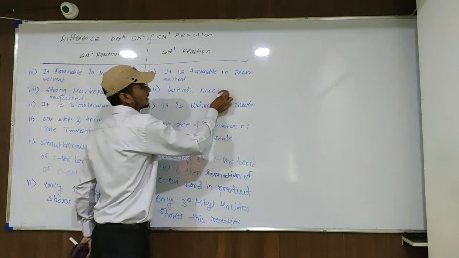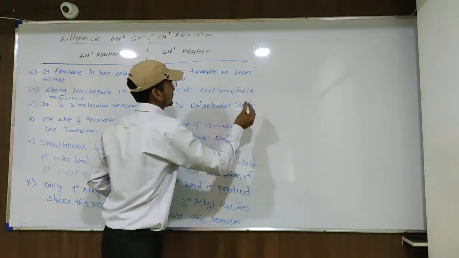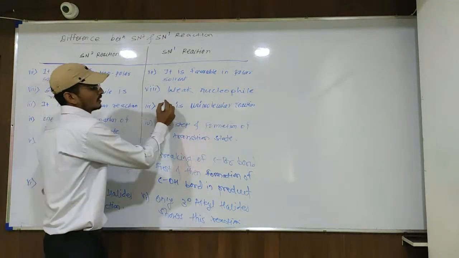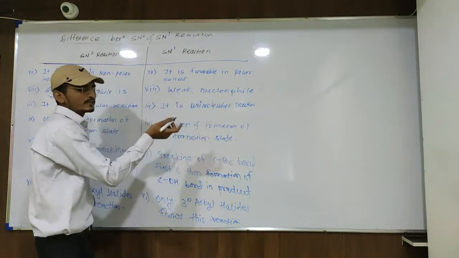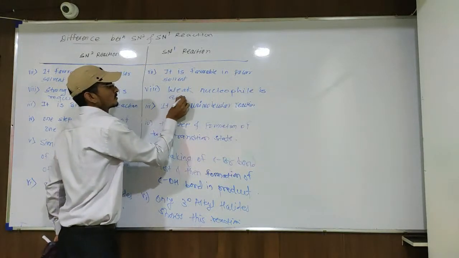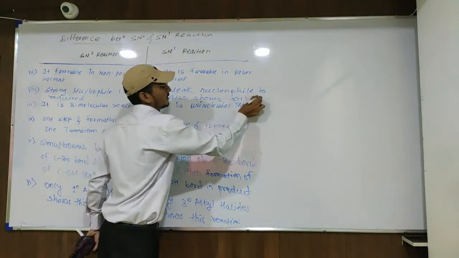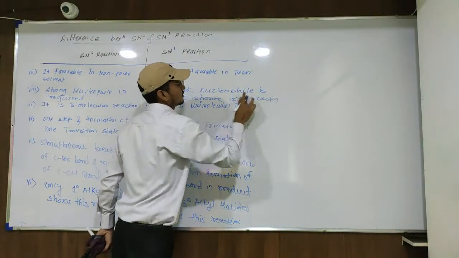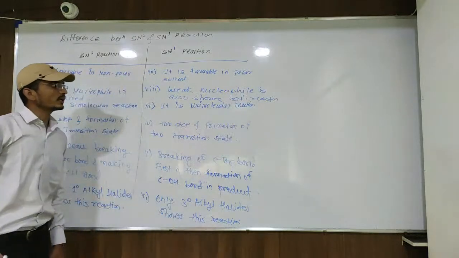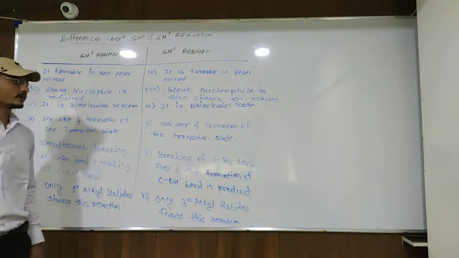A weak nucleophile also shows the reaction. Weak or strong, both work. A weak nucleophile also shows the SN1 reaction, or you can say it is favorable. So those are the distinguishing points between the SN2 and SN1 reactions.